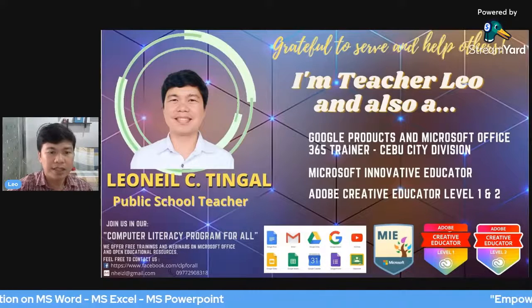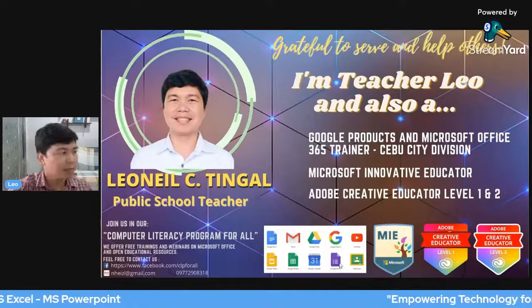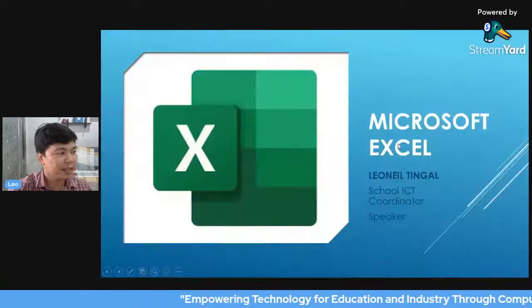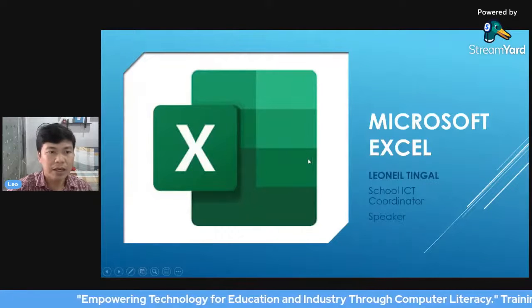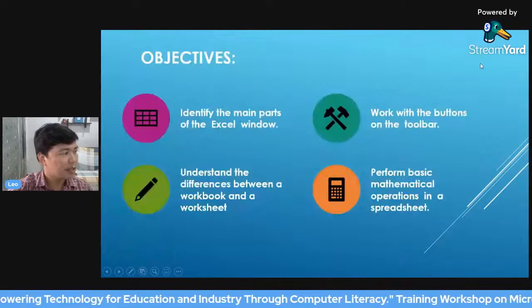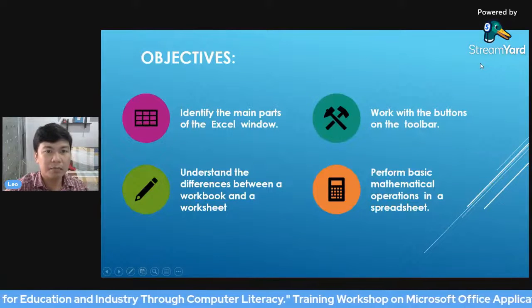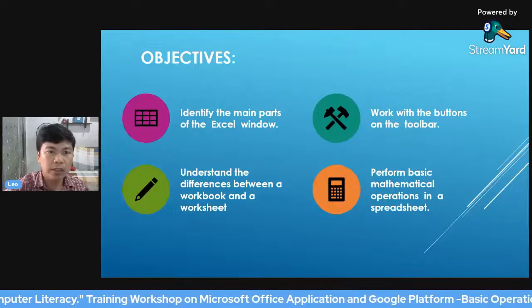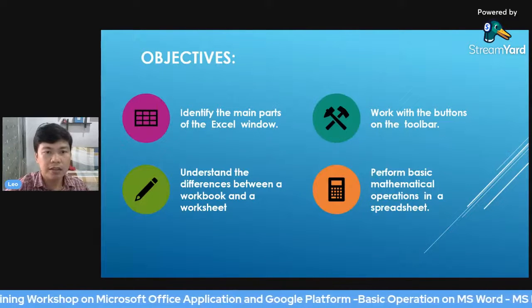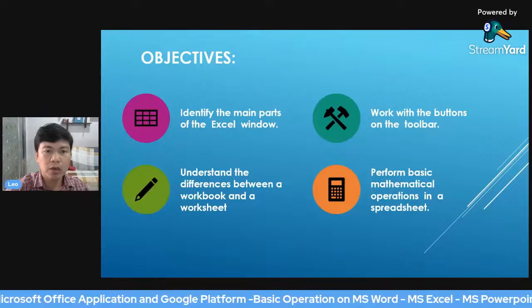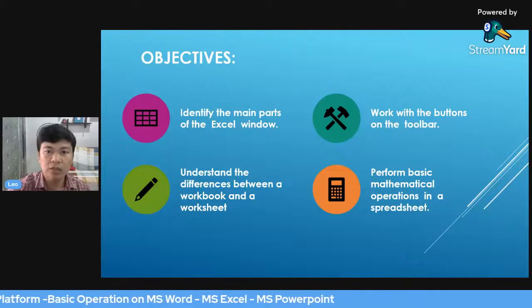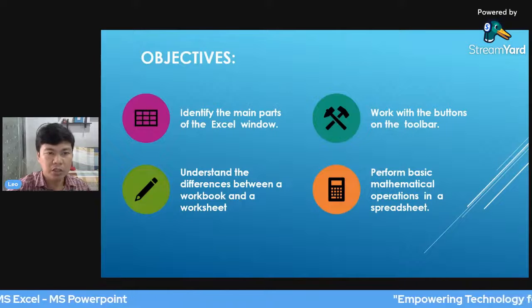So it is the Microsoft Excel. Okay, so let's proceed directly. Okay, so Microsoft Excel. For our objectives this session, we're going to identify the parts of the Excel window. Understand the differences between the workbook and a worksheet. Work with the buttons on the toolbar. Then perform basic mathematical operations in a spreadsheet.